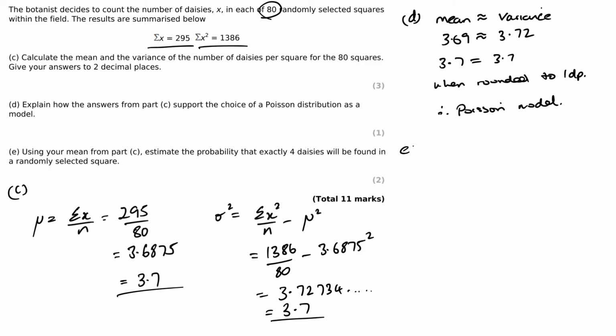And then finally part E is always about using that, if it did come up in a question. So part E is using the mean from part C, estimate the probability that exactly 4 daisies will be found in a randomly selected square. Now, if we're going to use the mean, we're not going to use this 3.7, are we? If it said use a suitable value of lambda, 3.7 would be the one.